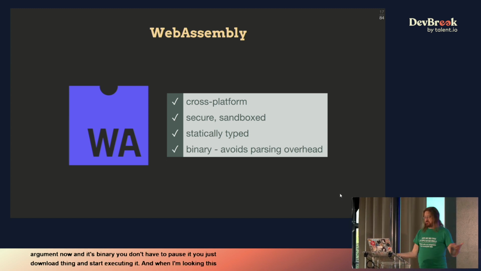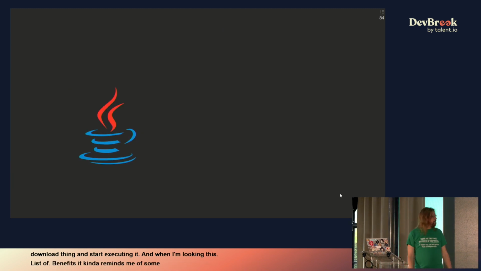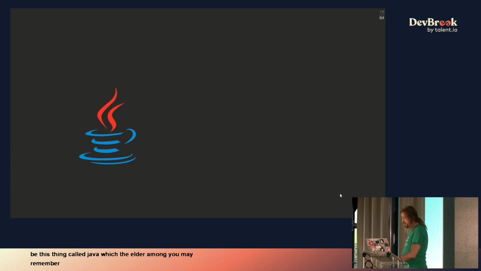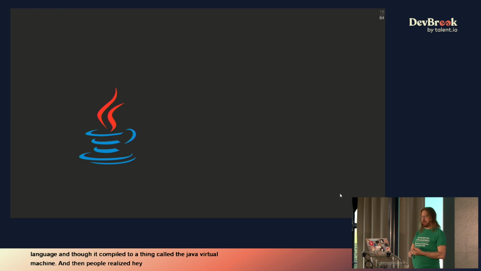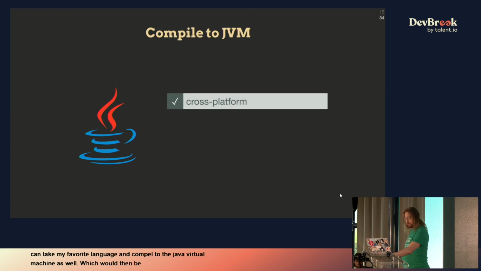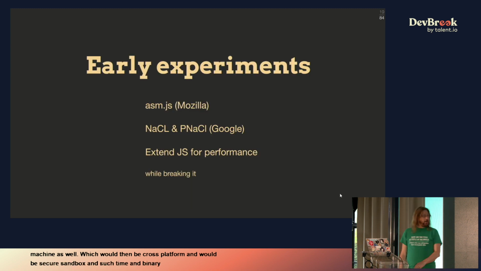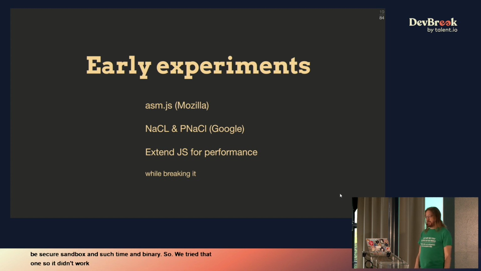And when I'm looking at this list of benefits, it kind of reminds me of something. There used to be this thing called Java, which the elder among you may remember. It used to even be in web browsers. And there was a language, and it compiled to a thing called the Java virtual machine. And then people realized, hey, a compiler's a compiler. I can take my favorite language and compile it to the Java virtual machine as well, which would then be cross-platform and would be secure and sandboxed and statically typed and binary. So we tried that once. It didn't work. We're now doing it again.